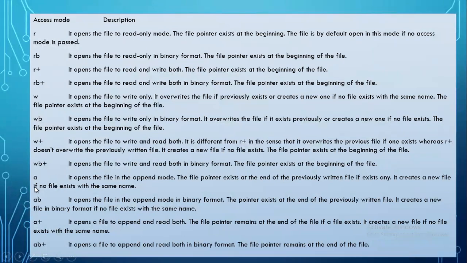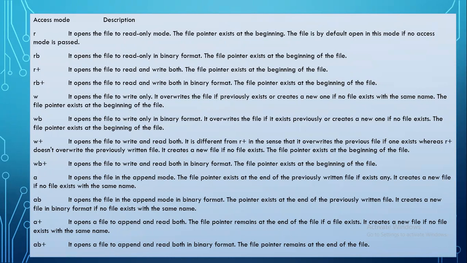So the letter R, if you specify, that is reading mode. It opens the file in read only mode. That means you can just retrieve the content. We cannot store anything to that file when it is in R mode. The file pointer exists at the beginning. We need a pointer variable there, which is pointing to that particular file where the information should be stored. So when I open a file for a reading operation, the file pointer will be at the beginning. And the file is by default opened in this mode if no access mode is specified.